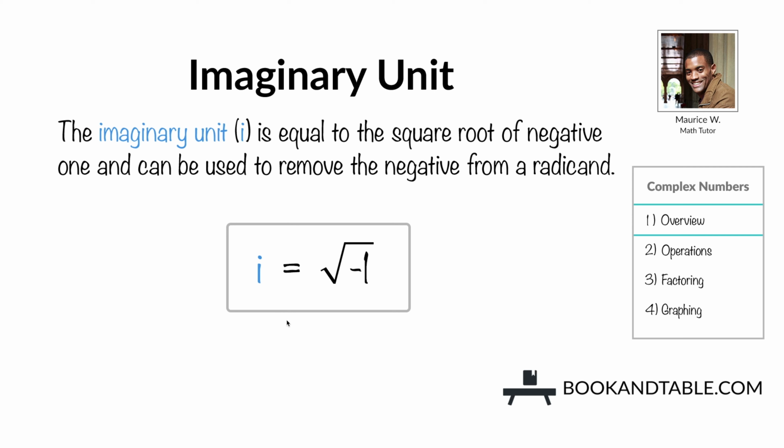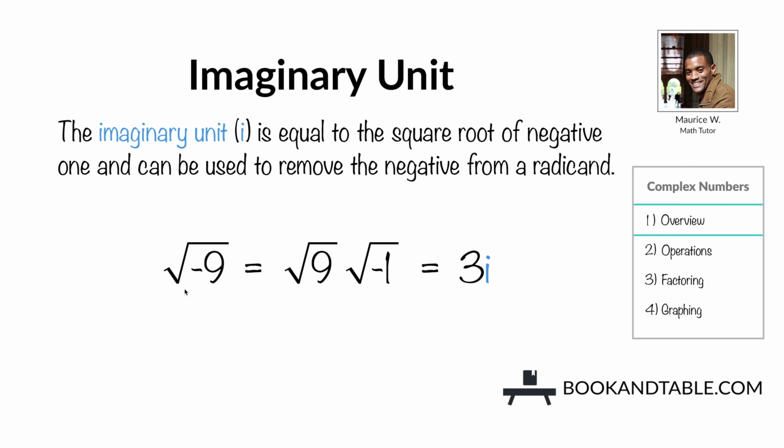The imaginary unit i is equal to the square root of -1 and can be used to remove the negative from a radicand, such as the -9 we just saw. So the square root of -9 is equal to the square root of 9 times the square root of -1. Since any two radicals can be multiplied, that means we can break up this radical, or the radicand specifically, into two of its factors. So when we have a negative radicand, we can break this up into two factors, the -1, so we take the negative out, and then whatever the integer was.